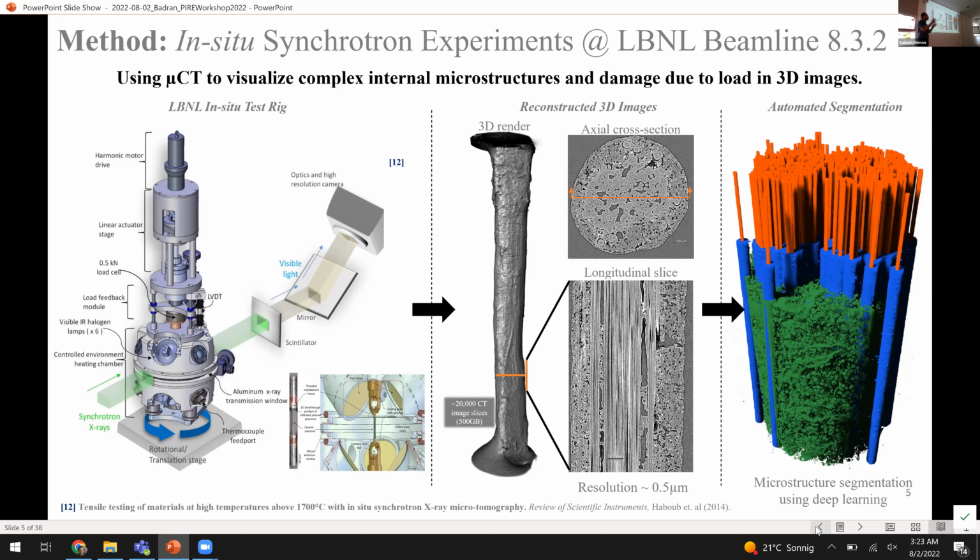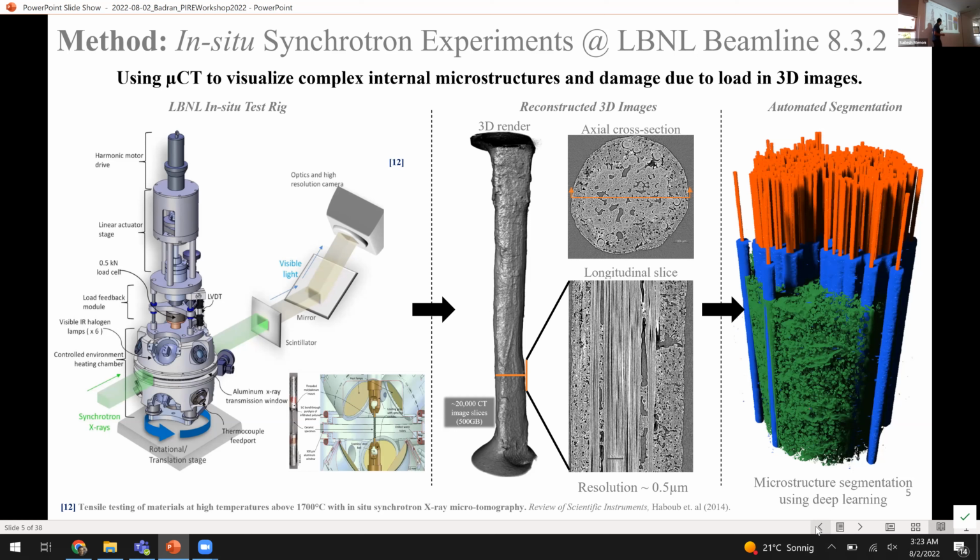So you're really trying to simulate a real world environment of how a CMC would be used in the field. So with that, you have a small opening here for non-destructive imaging. So you're doing all this loading, heating, and environmental testing while imaging non-destructively for about 3 minutes per load cycle.